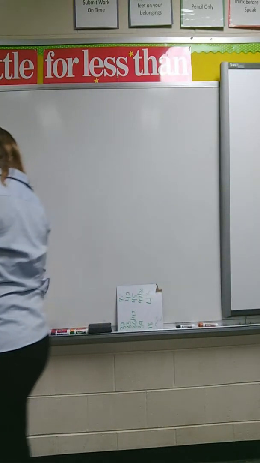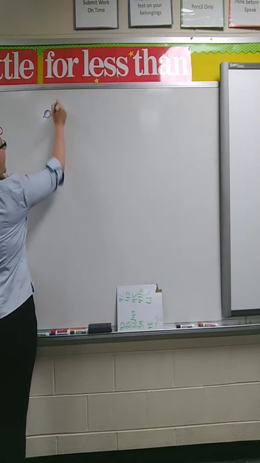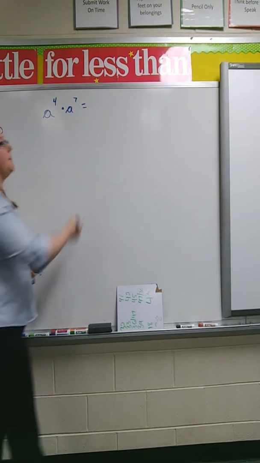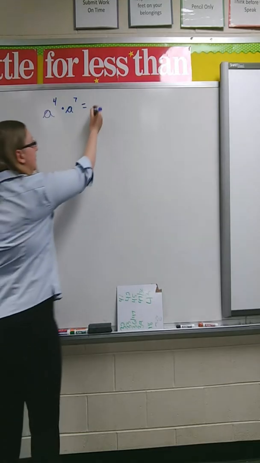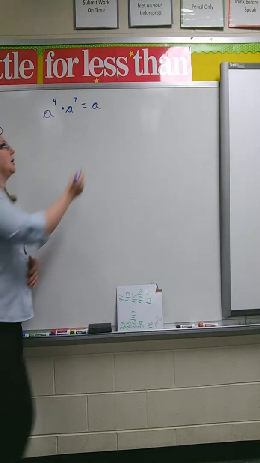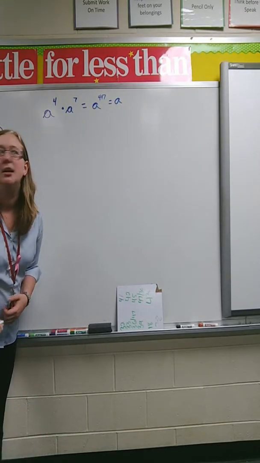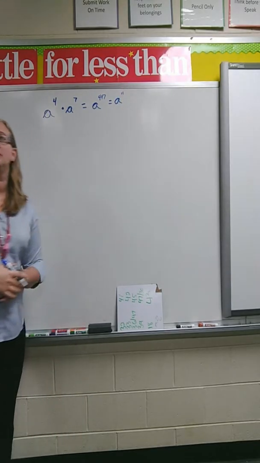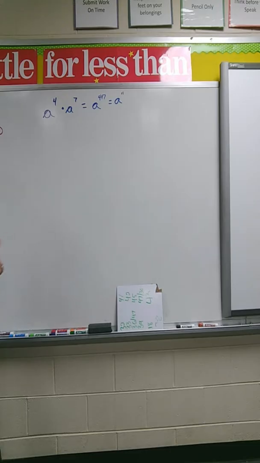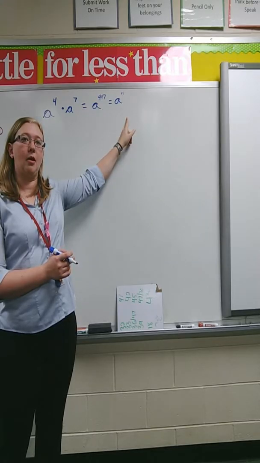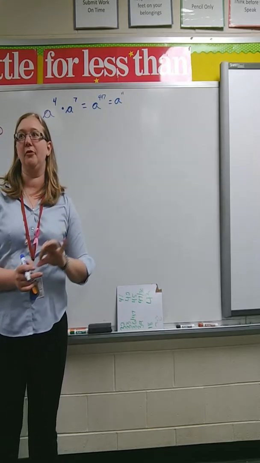So if I had a to the fourth times a to the seventh, what's my base? A. So I keep the base at A. Then I would go to the 4 plus 7 power. What's 4 plus 7? 11. A to the 11. That's what that property tells us we can do. We can take two terms and combine them into one. Okay? Questions about this so far before we move on?